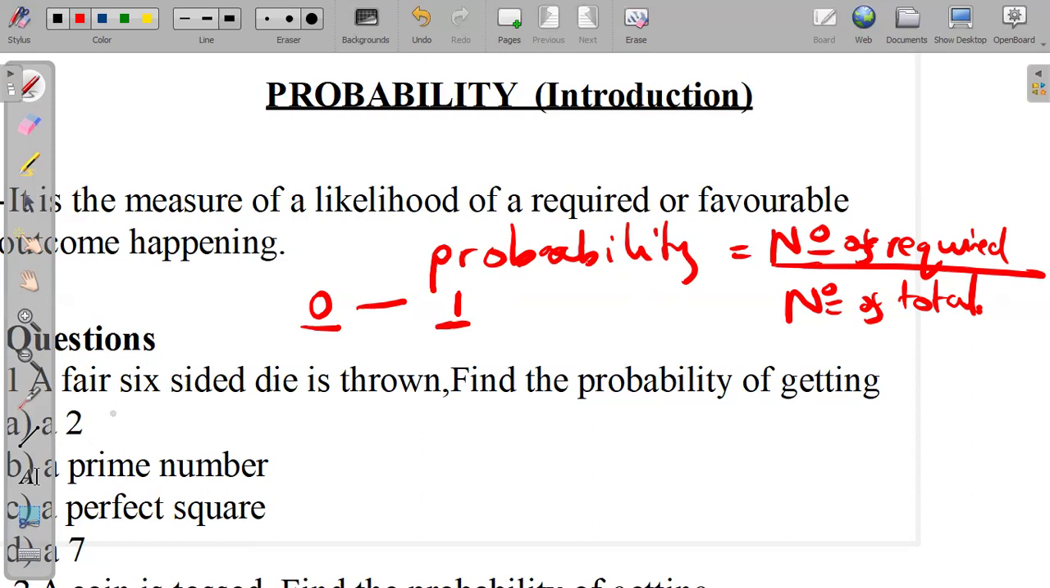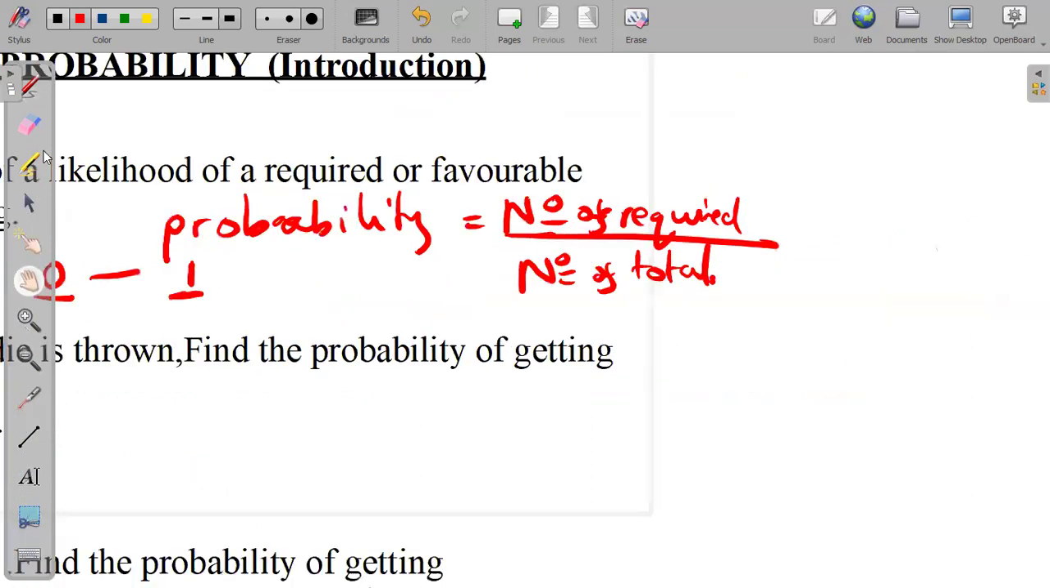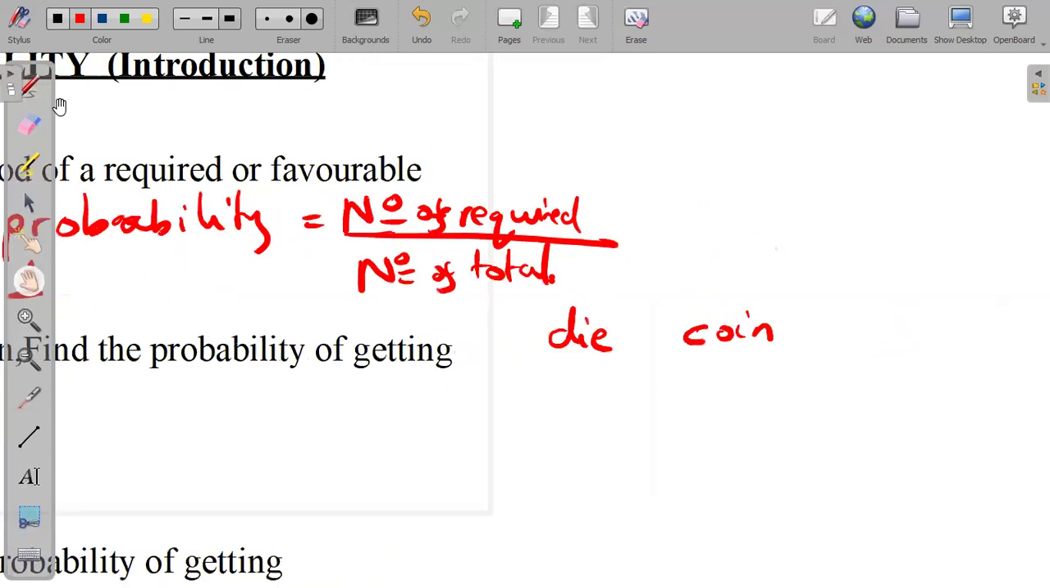Right. So I have prepared some questions that I want us to look into. But before we do, there are a few things that you are required to know by the syllabus. Number 1, you are required to know a die. Before you go into an exam, you are required to know a die and its outcomes, a coin and its outcomes, and a pack of playing cards and their outcomes.